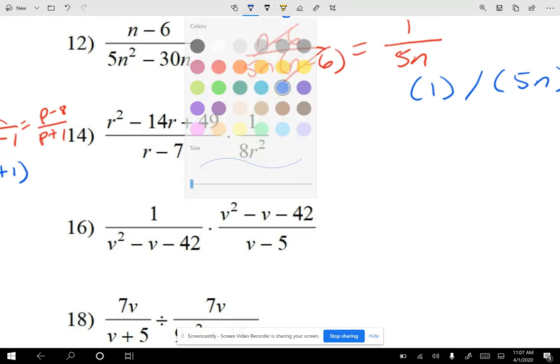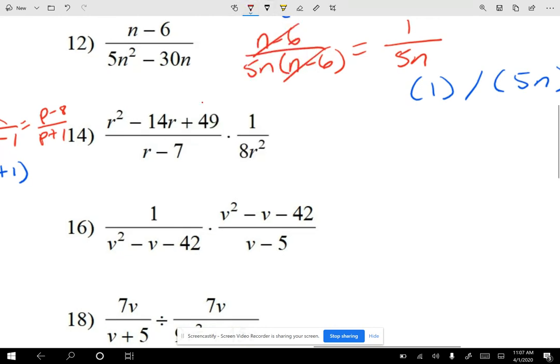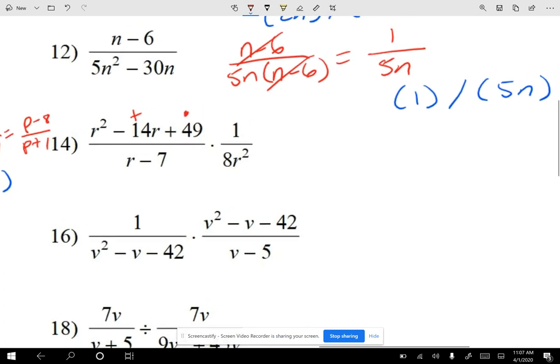Factored what you can to begin with. I'm thinking two numbers that multiplied equals 49, but when I add them is equal to negative 14. So negative 7, negative 7. I'm literally going to write r minus 7 twice. I'm not going to do the second power, r minus 7 squared.